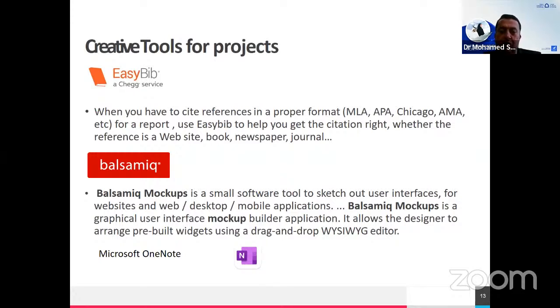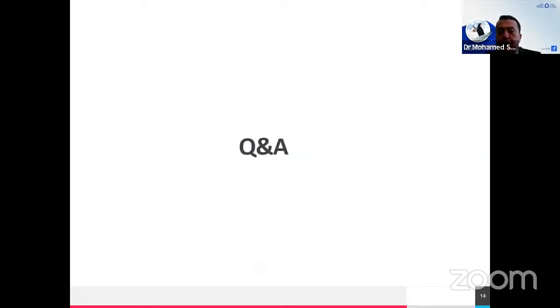There are plenty of tools. But considering the time, I tried to group some of the new tools or tools that are suitable for students. Thank you very much.